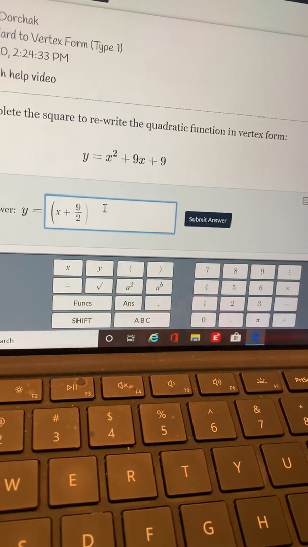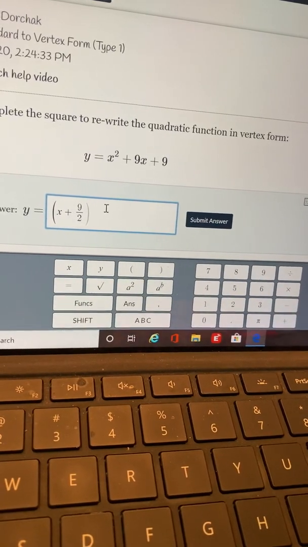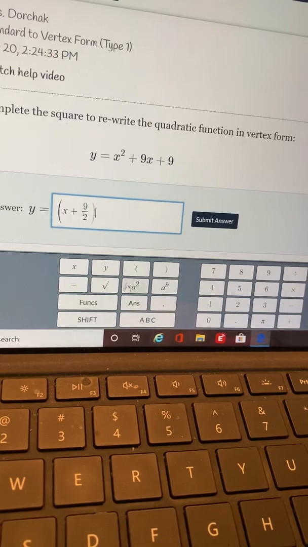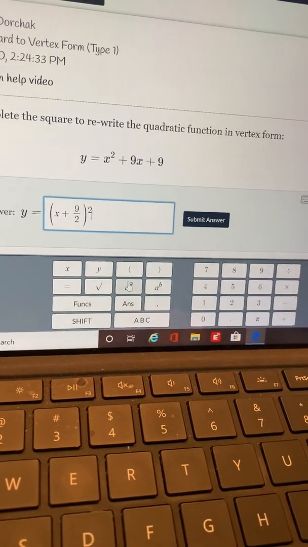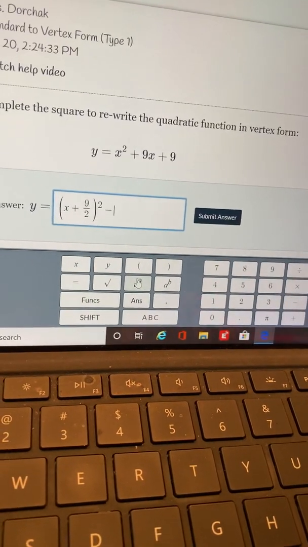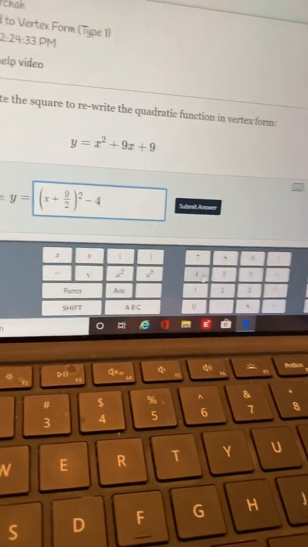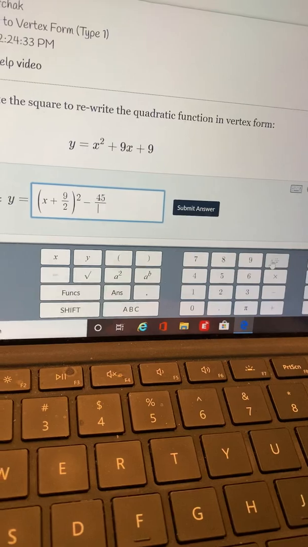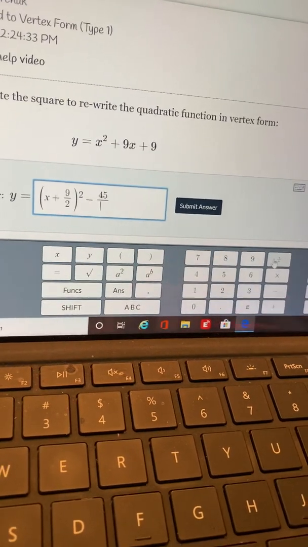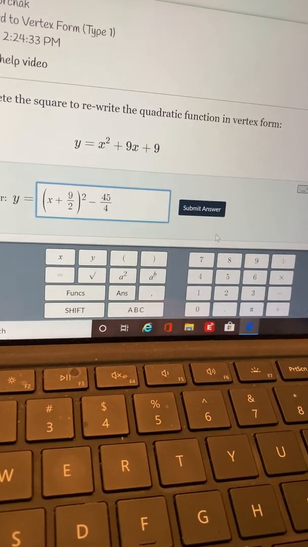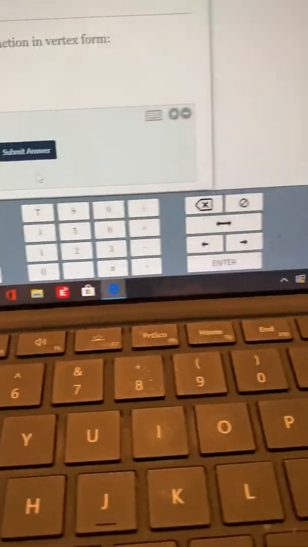Sorry. We're going to move over on the outside of the parentheses and we will square it. And then it's going to be subtraction. And then we're going to do 45, and we're going to divide that by 4. Okay. So this is the keyboard and you'll get used to it.